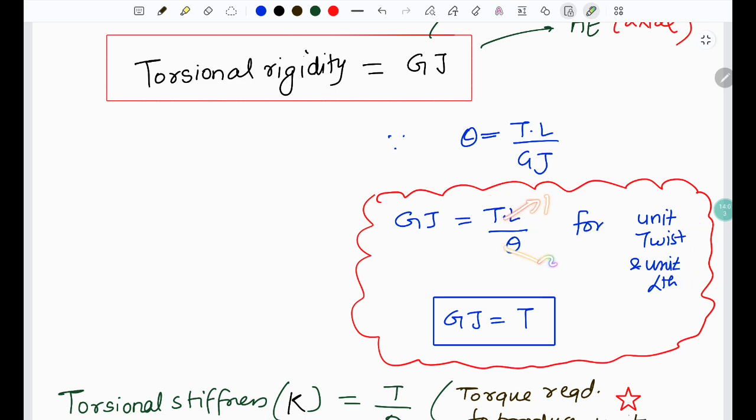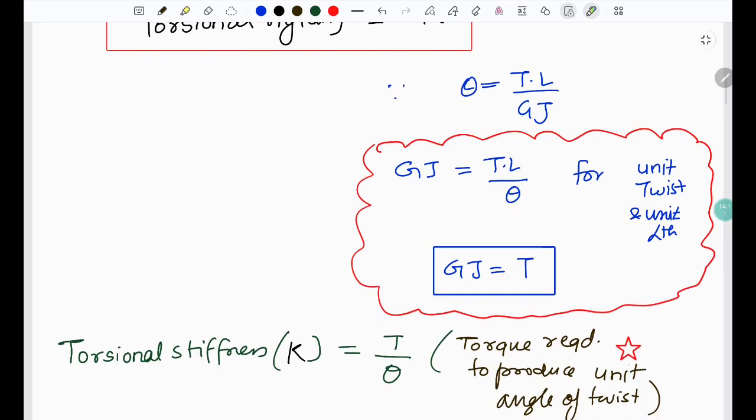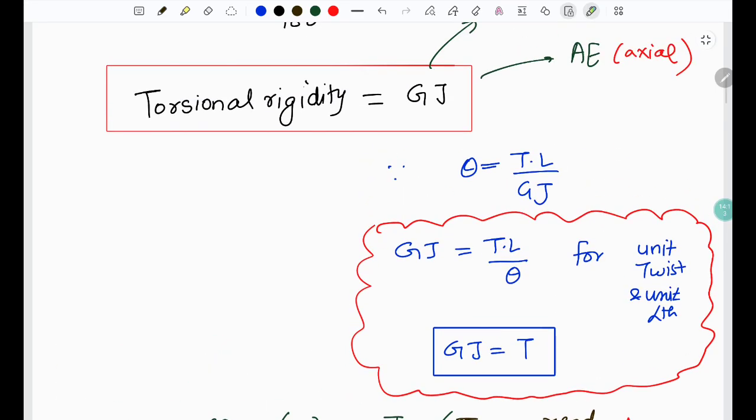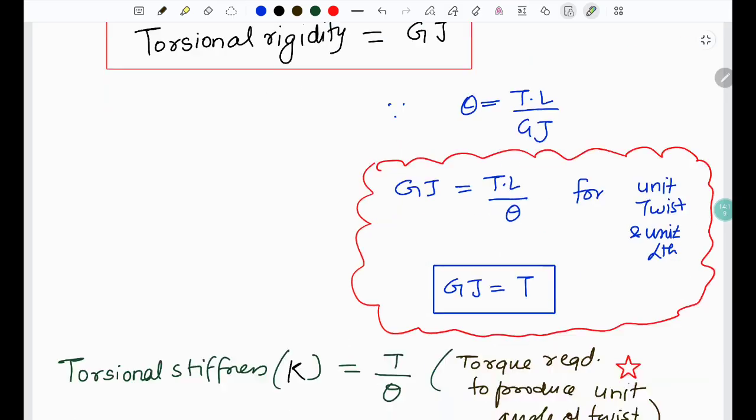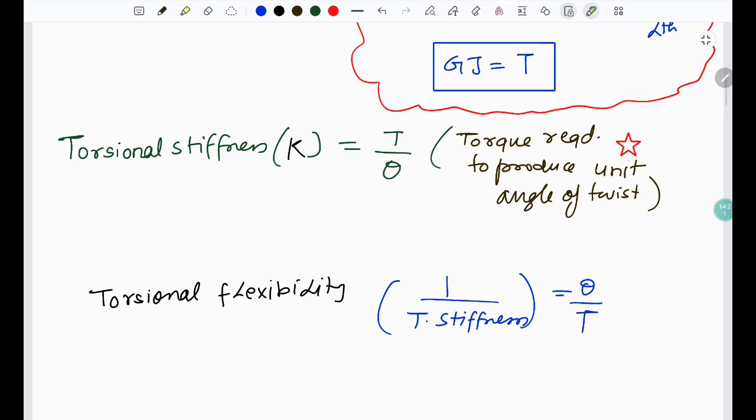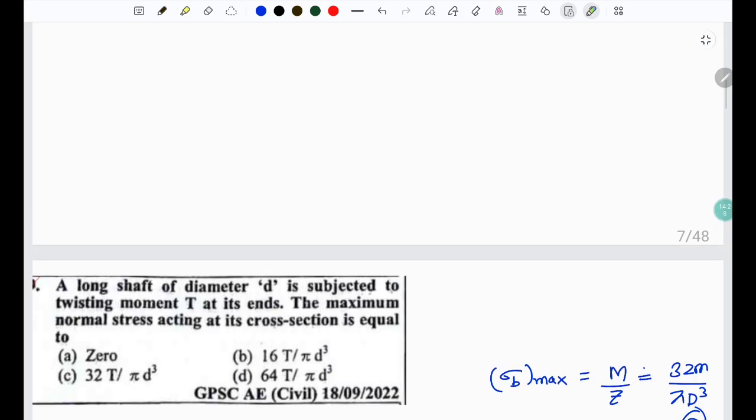GJ, the torsional rigidity, written in terms of TL by theta, is for unit twist and unit length. This becomes 1 and this becomes 1. The torsional rigidity is equal to the torque provided for unit twist and unit length. So we see it was just relating the torsional rigidity in terms of the unit twist, unit length and the torque. Again, torsional stiffness is the torque required to produce unit angle of twist. Torsional flexibility is just the opposite of it.